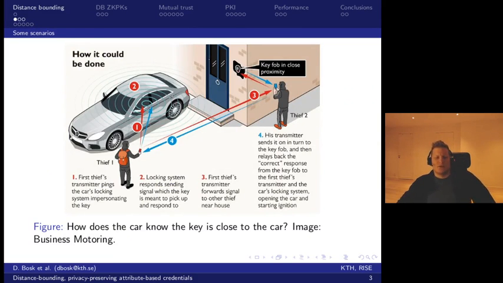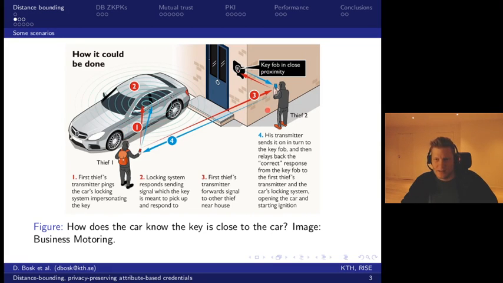So the most straightforward scenario for distance bounding is the keyless entry to cars. There have been some news articles about incidents where the car manufacturer hasn't used distance bounding, and it ended less well. So in the scenario, we have two thieves, and one is close to the car, and the other one is close to the key, which is most likely in some house or building, whereas the car is on the outside.